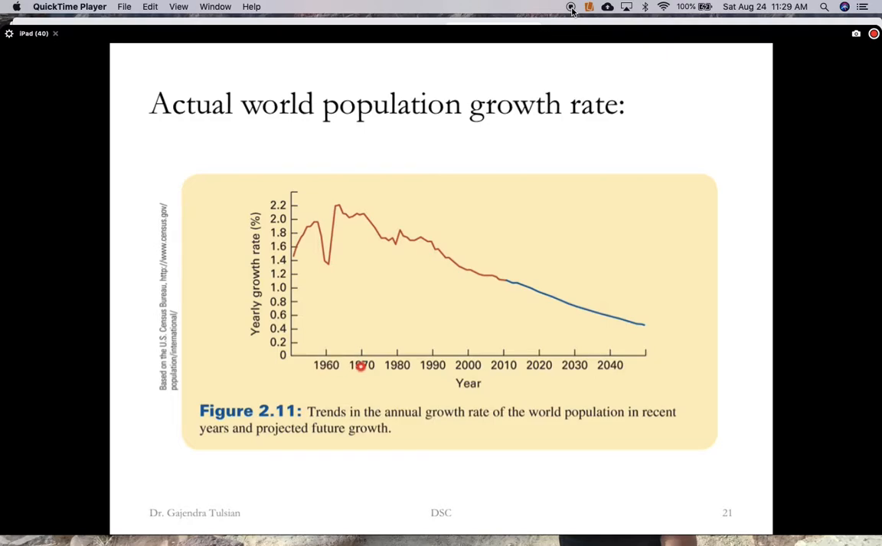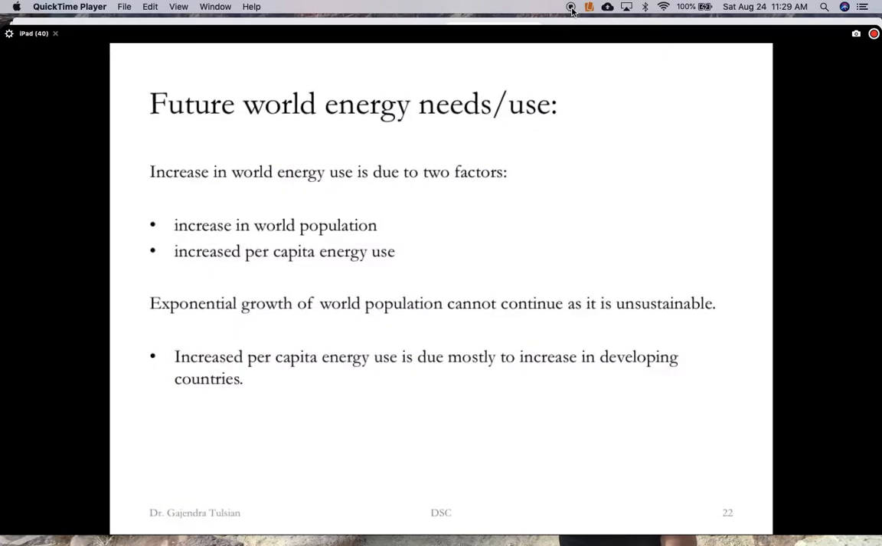So here are some numbers. In the 50s, 60s, and 70s, the growth rate hovered around 1.6 and so on. And now you can see that it's almost at 1% growth rate. So if this trend continues, the growth rate will keep declining.